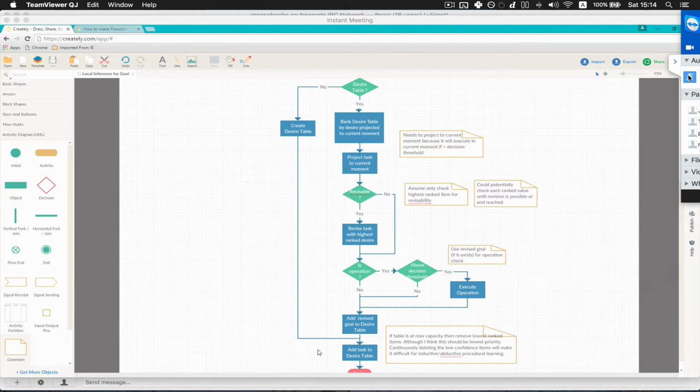So I'm not sure what value you get at this point. I'm probably missing some subtlety here, but why projecting the task before you add it to the table makes any difference when the table is empty. So if it's the only thing that's in the table. I agree that it doesn't. From this perspective, it doesn't make a difference because if we evaluate the desires, we project them to the current moment anyway.